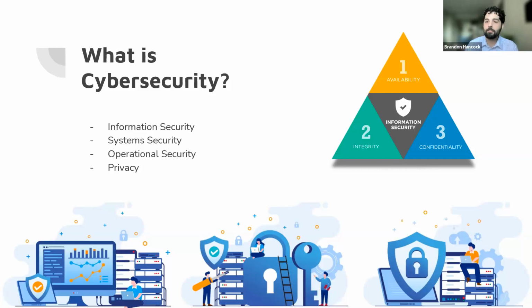And then the availability of information is precisely that, just being able to access your information. This is what really gets affected when you have a ransomware attack and you can't access any of your data. It's a lack of availability. And so all of those go into information security, which all falls under this idea of cybersecurity.